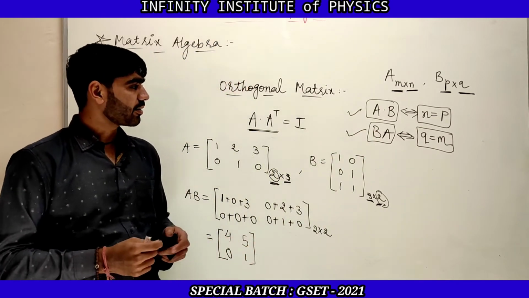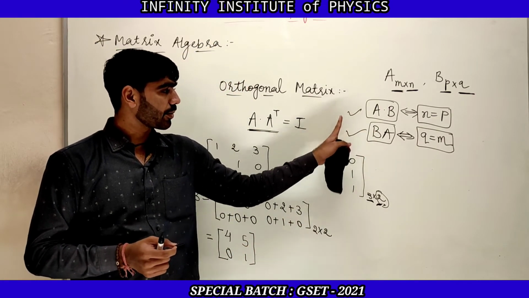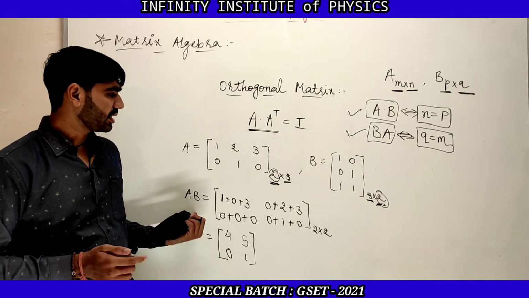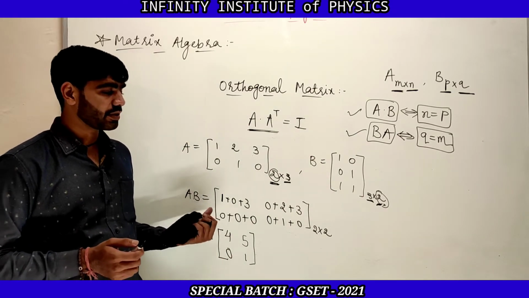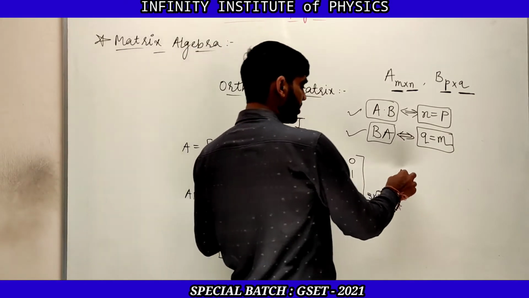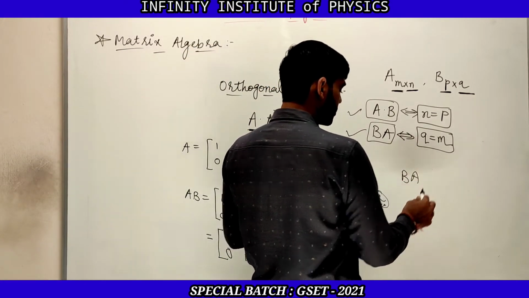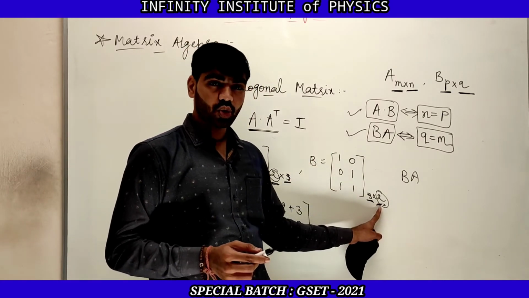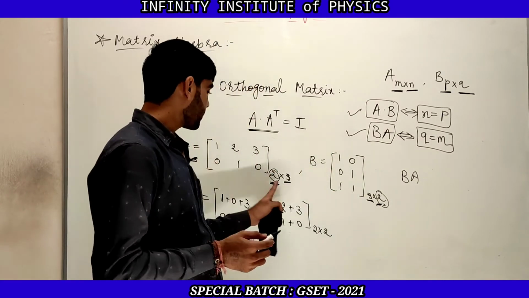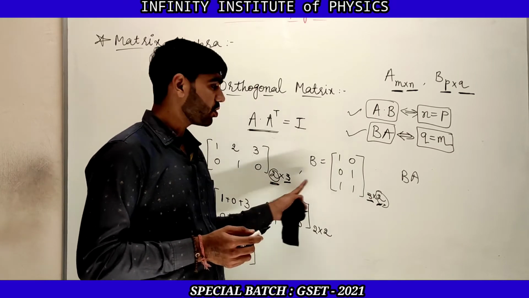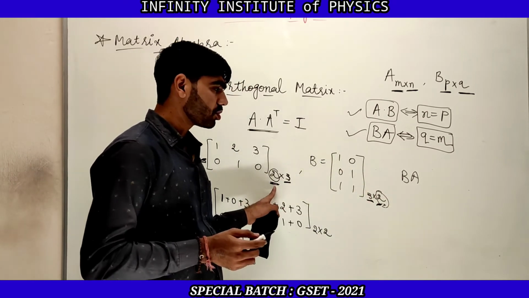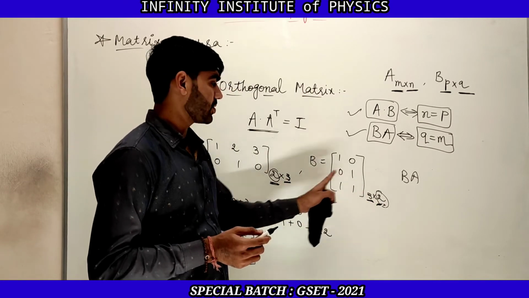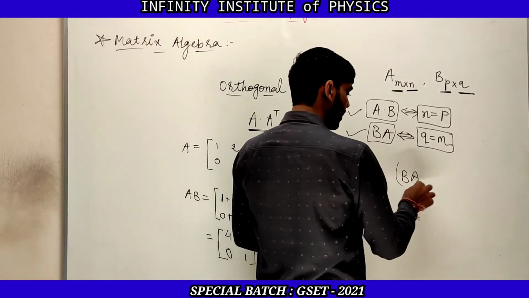So here I have given both the conditions for AB. Clear? Similarly, you can find out BA as well. Suppose we consider BA, then B is first and A is second. So B contains 2 columns and A contains 2 rows. Here 2 is equal to 2, and so the resultant matrix will be 3 by 3.